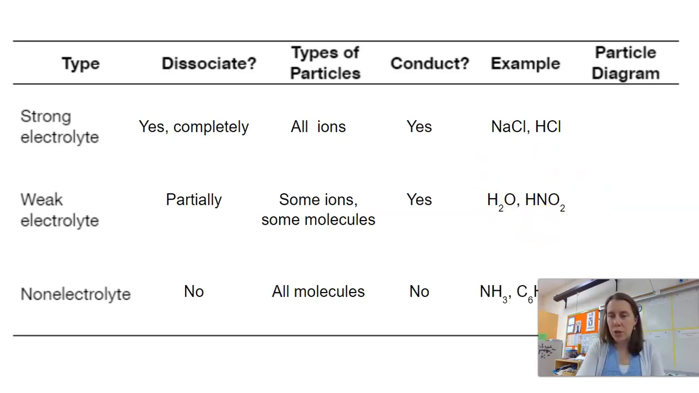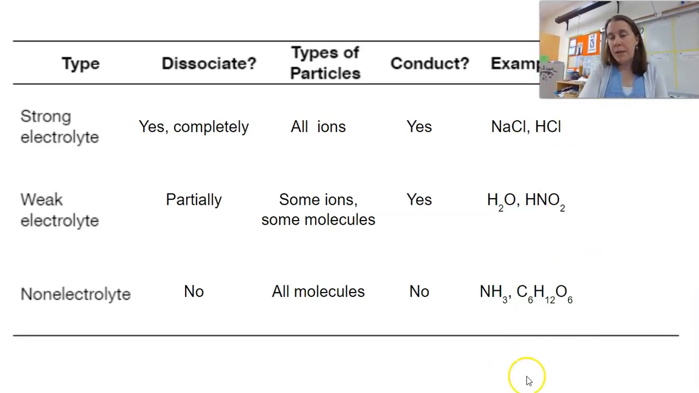And then non-electrolytes are going to be things that are just molecules that don't dissociate at all. So ammonia, sugar, caffeine, any of those molecules that we talked about in the last unit would be examples of non-electrolytes.